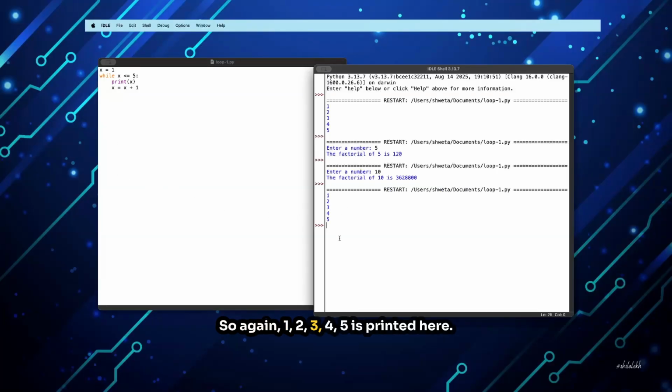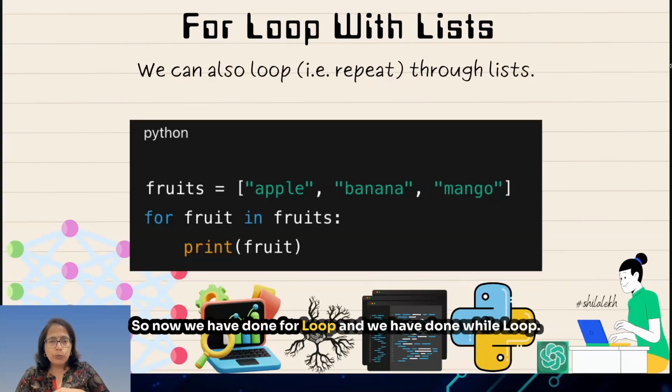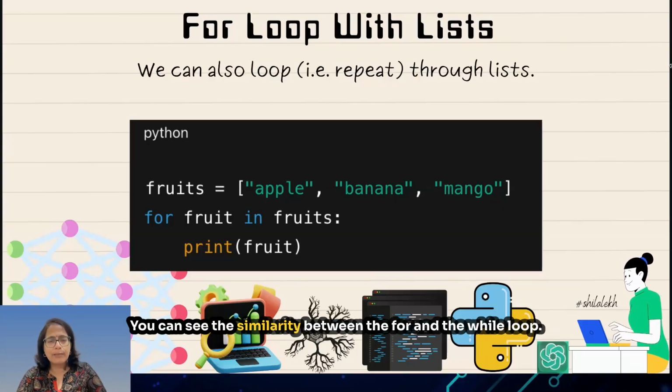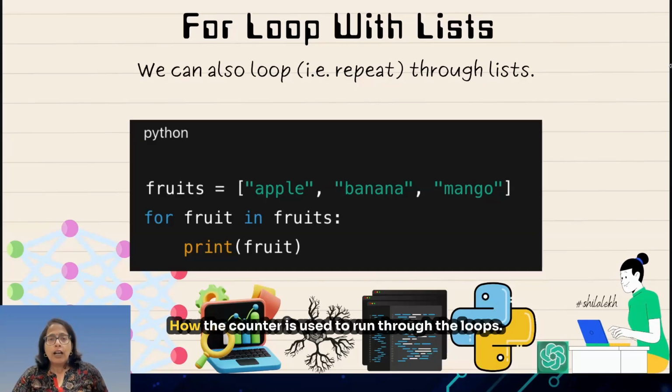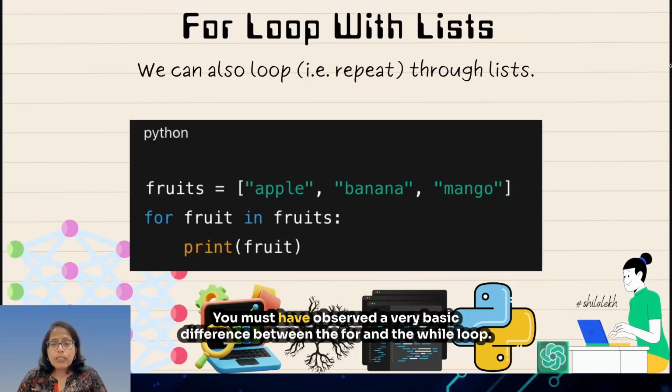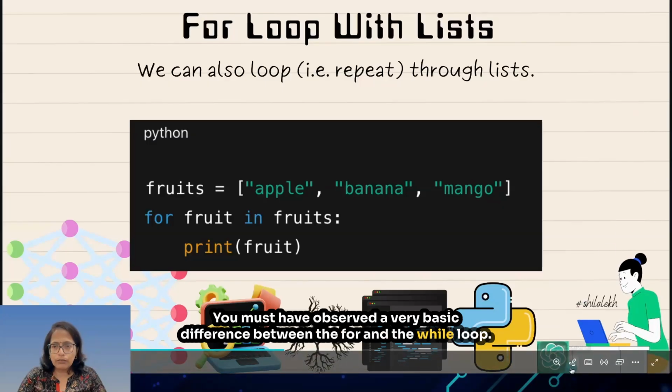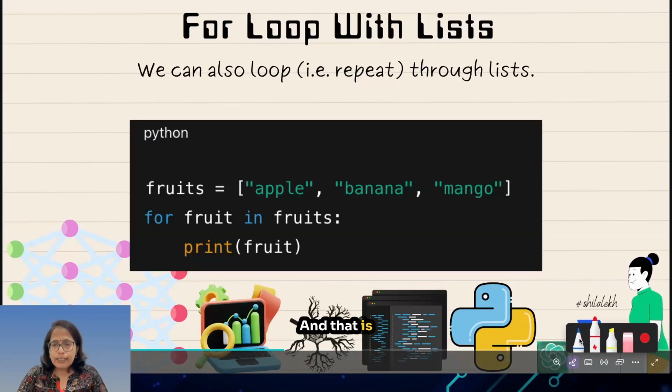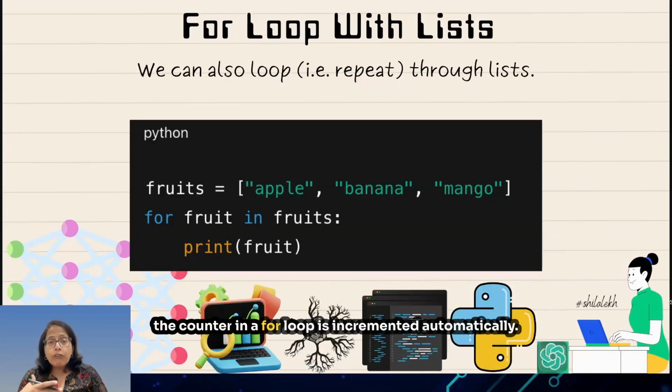So again, 1, 2, 3, 4, 5 is printed. So now we have done for loop and we have done while loop. You can see the similarity between the for and the while loop, how the counter is used to run through the loops. You must have observed a very basic difference between the for and the while loop, and that is the counter in a for loop is incremented automatically.